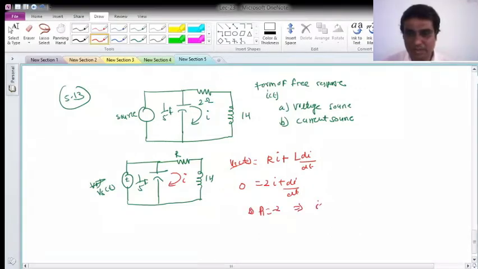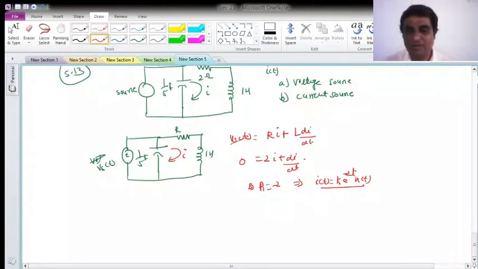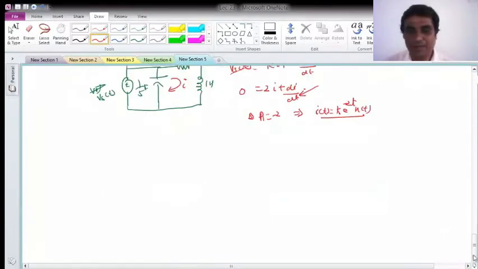So directly the form of the free response when the voltage source is connected like this is e raised to -2t into u of t. And this is order 1, because there is only one independent initial condition, and that you can also see by writing the characteristic equation. Okay, now the next part is B.